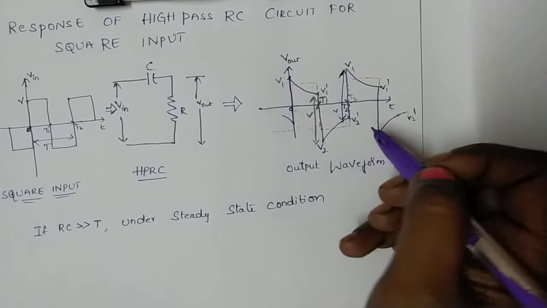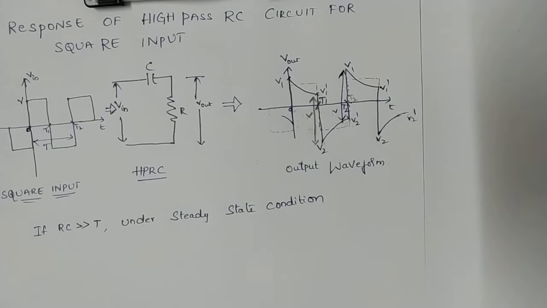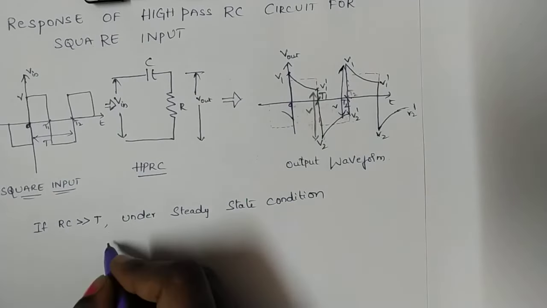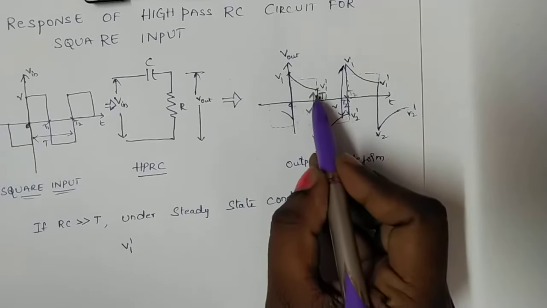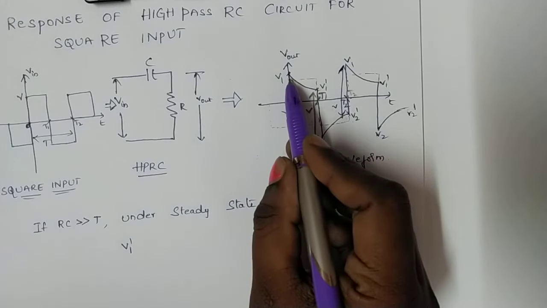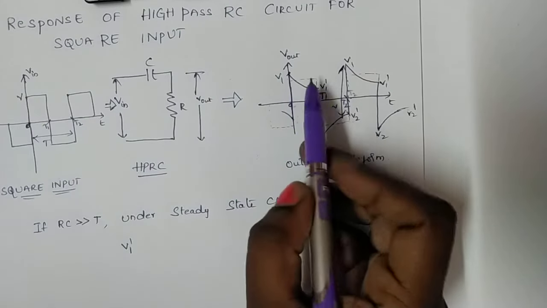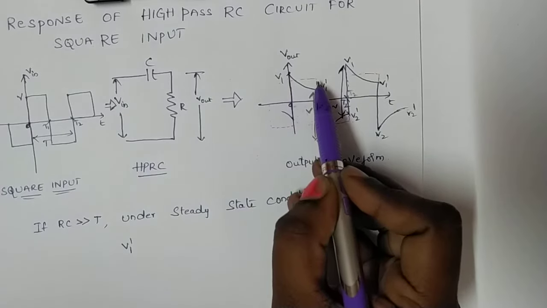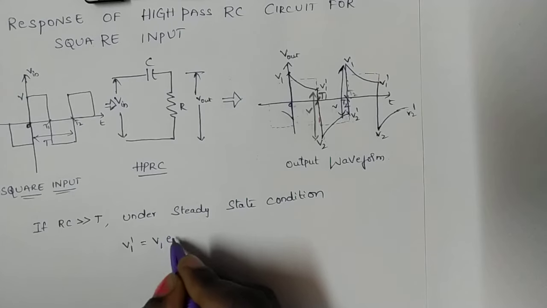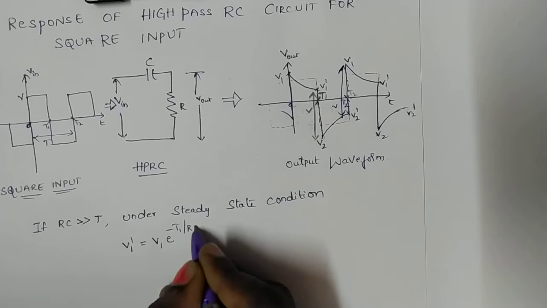The amplitude between V1 and V2 dash is also V. From this output waveform, these are the important terms and equations we have to note and write. From these we can calculate the percentage of tilt, that is, how much tilt variation is appearing. So the first one is V1 dash. What is V1 dash? We know the equation, V into e power of minus T by RC. Here V is V1 and T is T1. So V1 dash equals V1 into e power of minus T1 by RC.